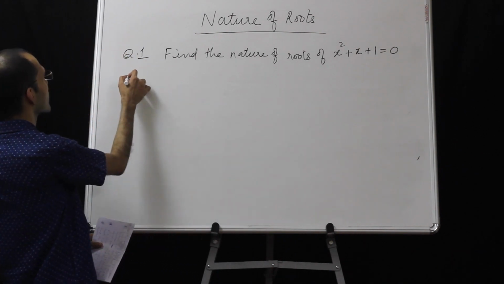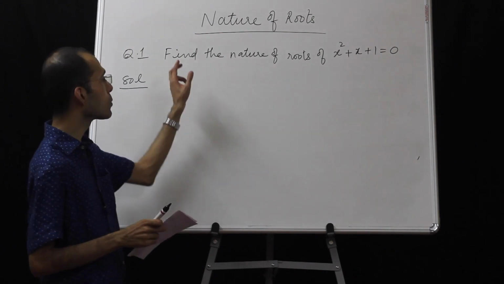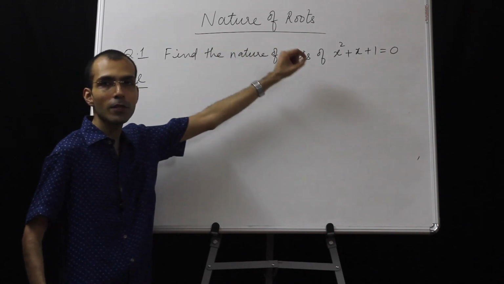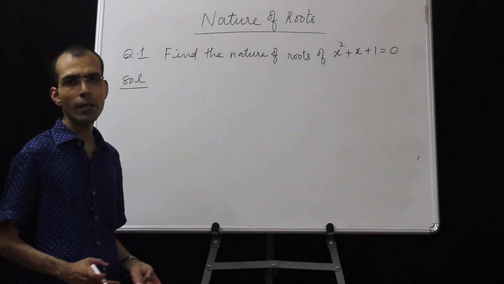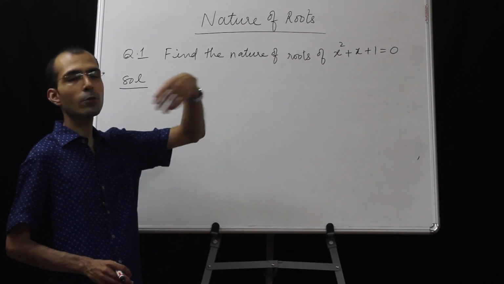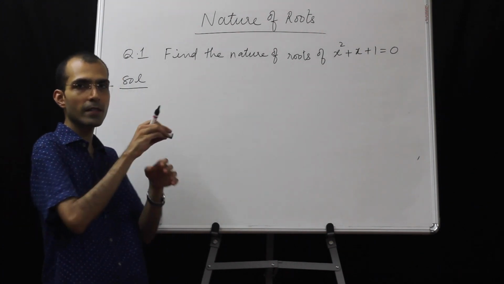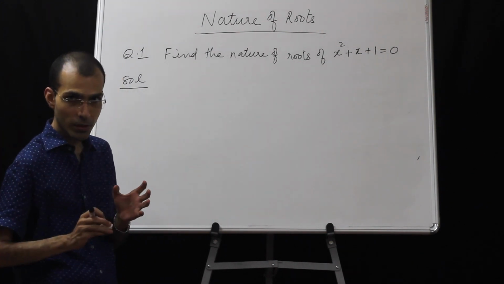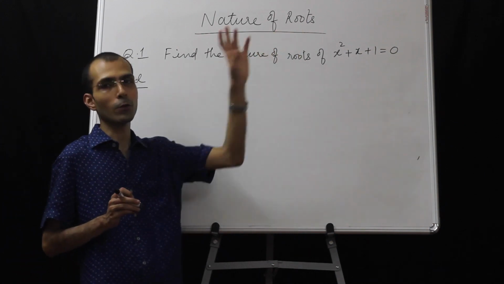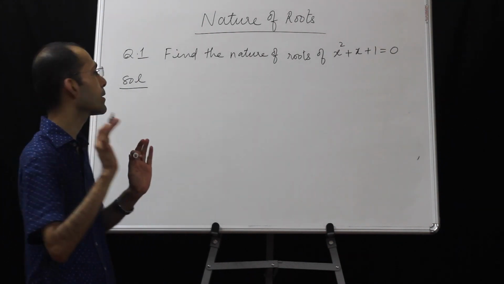So here's the solution. We are not finding the roots of the equation. Take care. We are finding the nature of the roots. How would we find the roots of this equation? Simple. Find the values of a, b, c, use the big formula: minus b plus or minus root of b square minus 4ac, the whole divided by 2a. But now the question is something different. It says find the nature of roots. So what will we do? We will find the discriminant only.